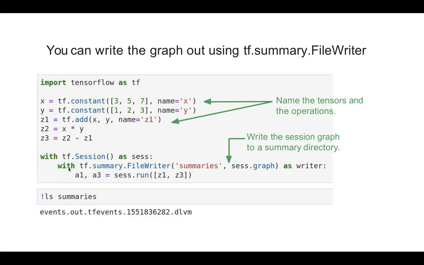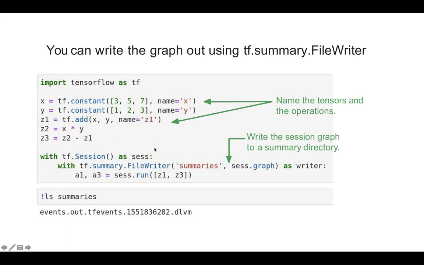And we can save our graph and visualize it using TensorBoard. Here I have imported TensorFlow as tf, and x and y are constant tensors. They are vectors. I have given them names here. Giving them names helps to know which is which when we visualize them using TensorBoard. We have z1, which is the sum of x and y, and we have named it z1. We have z2, x times y. Note that we have not given it any name. z3 is z2 minus z1.